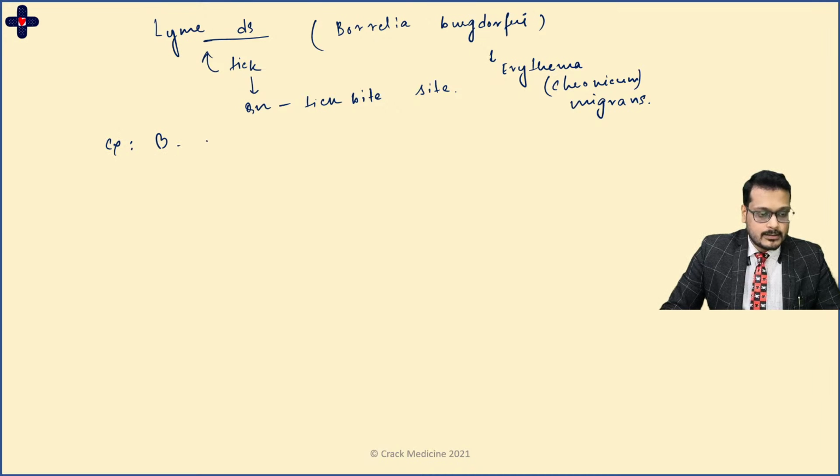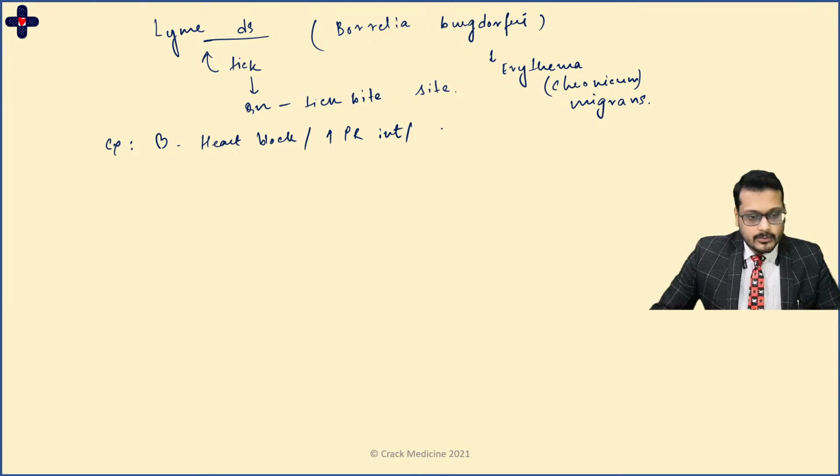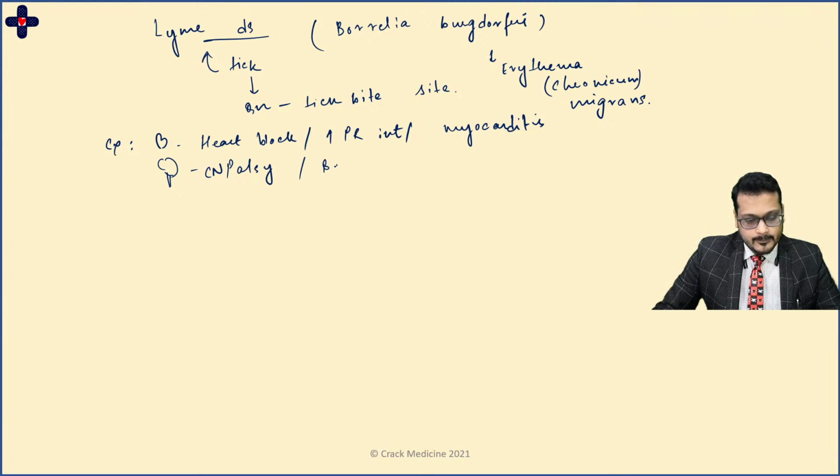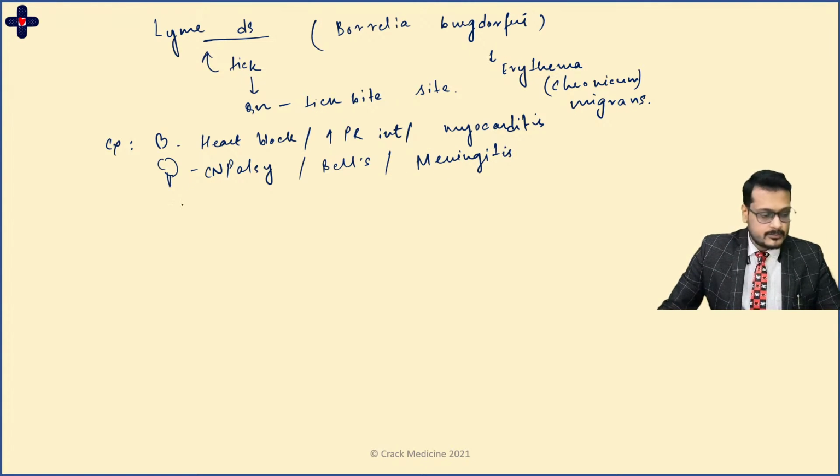Like in the heart, you can get a picture of heart block, second degree or something like that. You can have an increase in the PR interval. You can also have myocarditis picture. In the CNS department, you have cranial nerve palsies. You can have Bell's palsy or a single other cranial nerve palsy. You can also have meningitic picture. So quite a lot of symptoms you will have, and the joints will have polyarthritis.